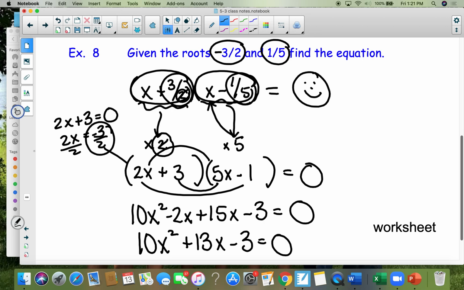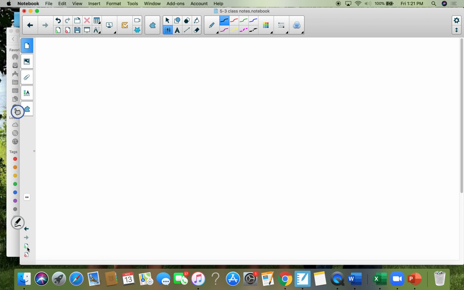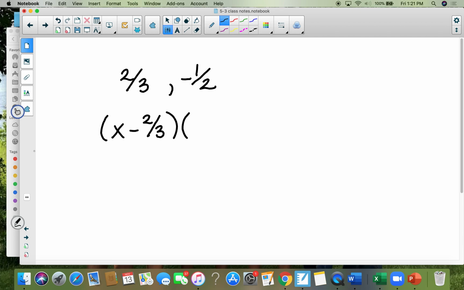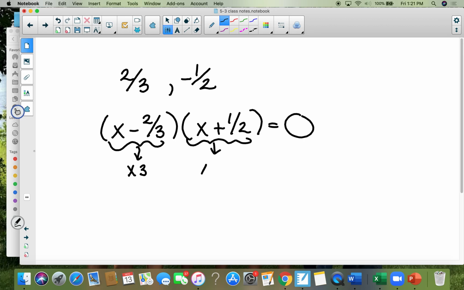Okay, a lot of kids get this one wrong. So let's just do one more. Let's say 2/3 and a negative 1/2 are the two answers to the problem. So when you get a fraction, you're just going to write x minus 2/3, and you're going to put x plus 1/2, and you're going to set it equal to 0. You're going to multiply this one by 3, because that's the denominator in that one, and you're going to multiply this one by 2.